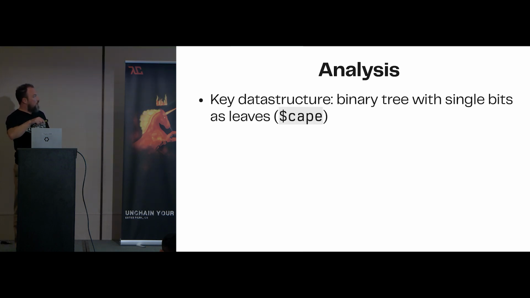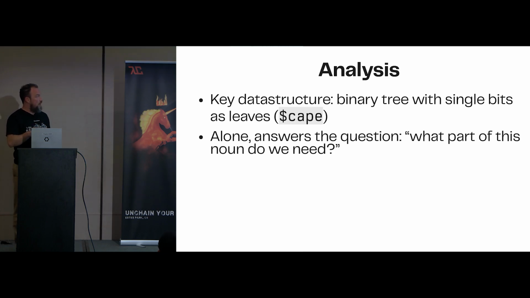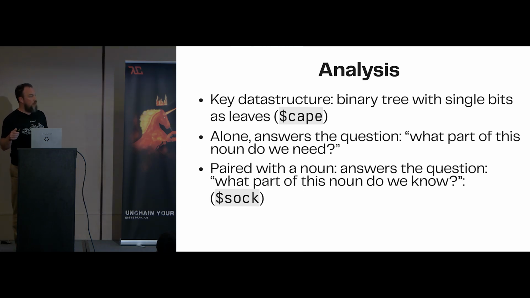So we'll have some more data structures. The first one is just a binary tree that just has bits at the leaves. In this case, again, we're going to go with the Nock convention. 0 means yes, there's something here. 1 means no, there's not. And pair is composing this into a tree. So by itself, this answers the question, what part of this noun at this point of the analysis do we need? But we can also pair it with a noun. And then that answers the question, what part of this noun do we know at this point in the analysis?